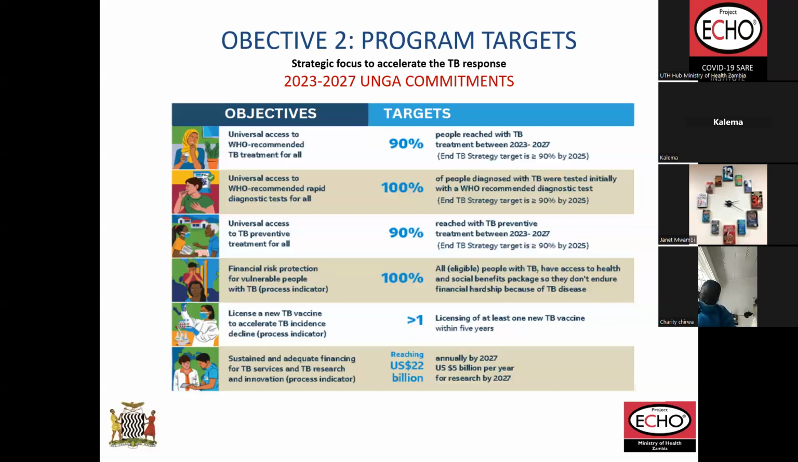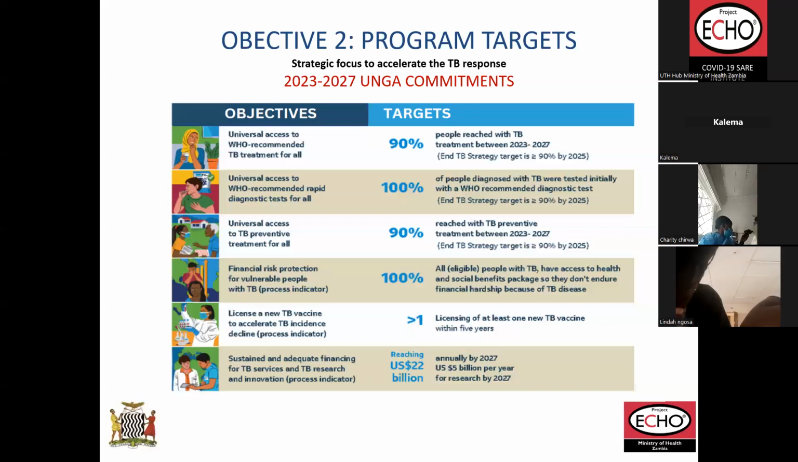When it comes to catastrophic costs, they have just twisted the language. Instead of saying 0 catastrophic costs, they say 100% of all eligible people with TB who are potentially at risk of catastrophic costs should be covered with social protection. So the heads of state have committed to say we need this to be happening, and this cannot be done by the ministry alone, but requires concerted efforts from various stakeholders. When it comes to vaccines, they committed to have at least one vaccine in the next 5 years, and this runs from 2023 to about 2027.